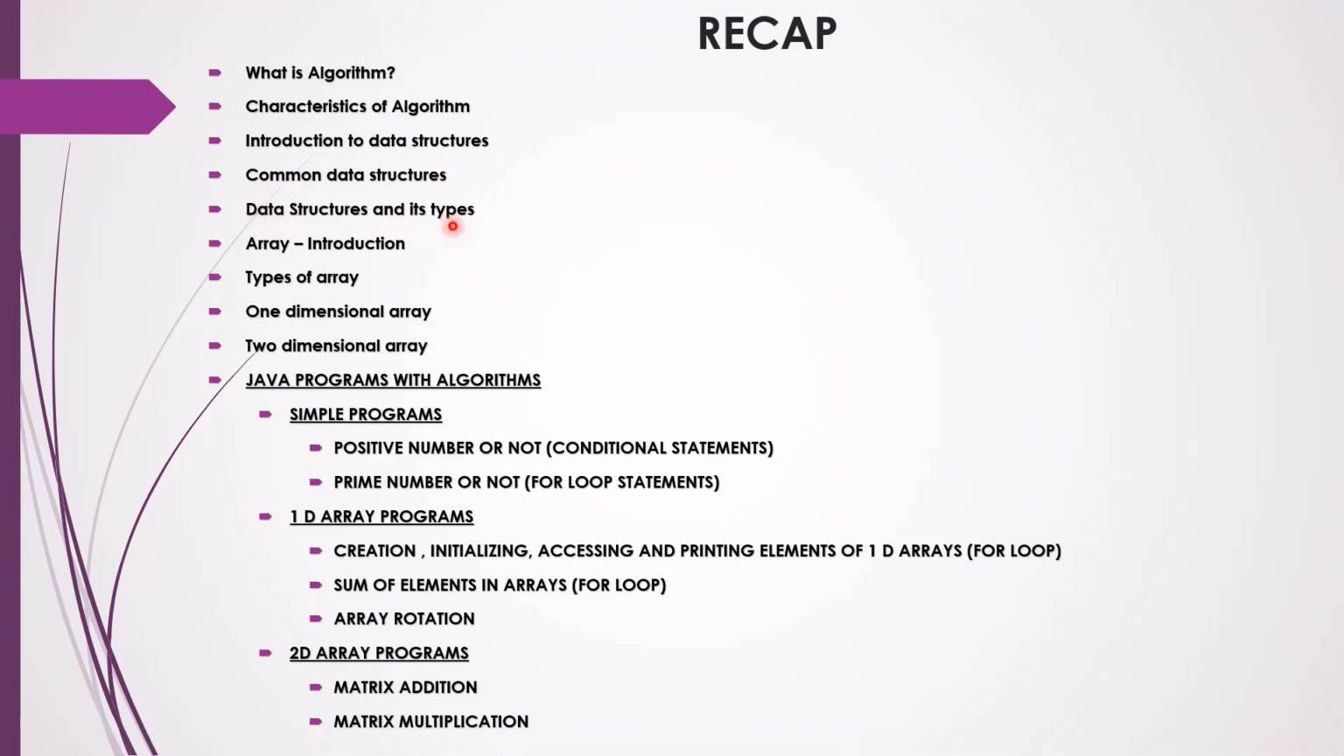And we saw data structure and its types, that is primitive and non-primitive, linear, non-linear. And we saw array introduction, types of array, one-dimensional array, two-dimensional array. We saw about the Java programs with algorithms. We started with simple programs wherein we wrote a program to check whether a number is positive or not using conditional statements, and a program to check whether a number is prime number or not using for loop statements.